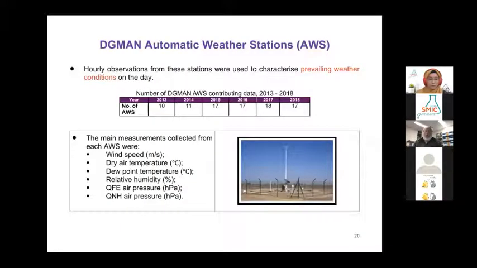I also talked about the DGMAN weather stations. There were a number of weather stations involved and contributing data to the analysis, and this shows you the ones that contributed over different years. They vary from year to year basically because of missing data. Not all data was provided by all weather stations in every year, but when available, these are the variables which they tended to have most regularly, which is wind speed, dry air temperature, dew point temperature, relative humidity, and air pressure.